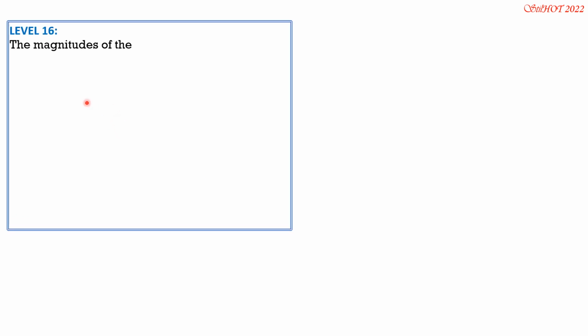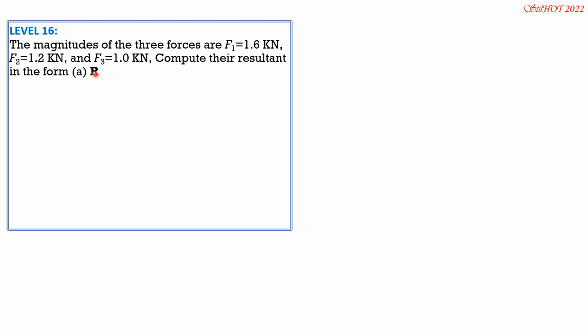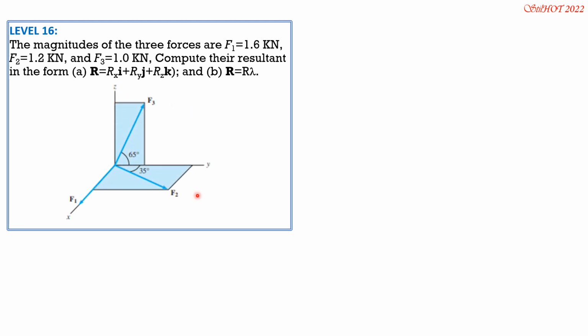Level 16. The magnitudes of the three forces are F1, 1.6 kilonewtons, F2, 1.2 kilonewtons, and F3, 1.0 kilonewtons. Compute the resultant in the form R in terms of the components, Rx i plus Ry j plus Rz k, and R as the magnitude of R, then the resulting unit vector. So here is the given figure.